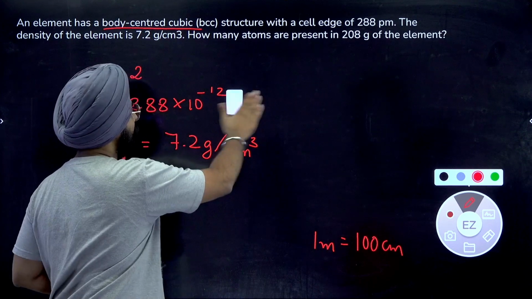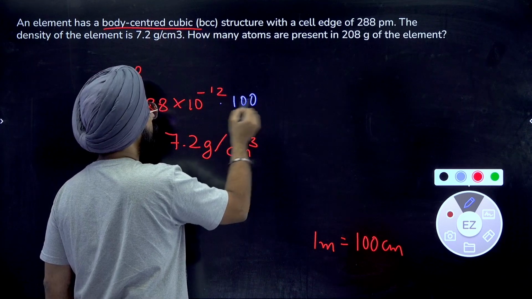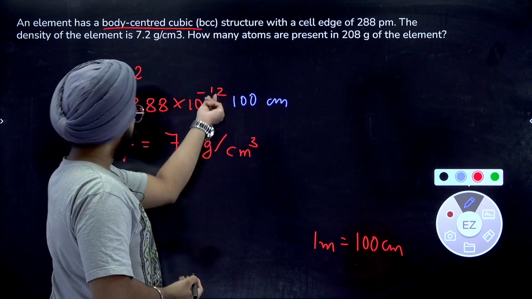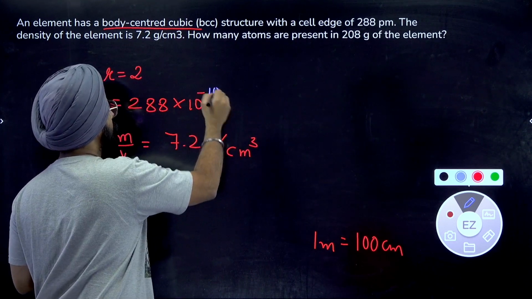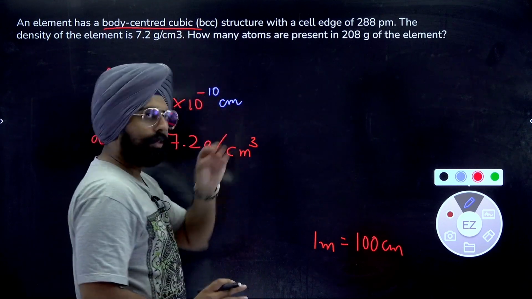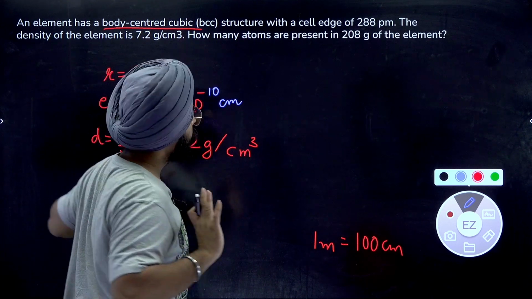Everyone knows this. So replace the M over here with 100 centimeter. So these two zeros will get multiplied over here. So I can simply write it as 10 to the power minus 10 centimeters. Just converted picometers into centimeters. Units have to be similar throughout.